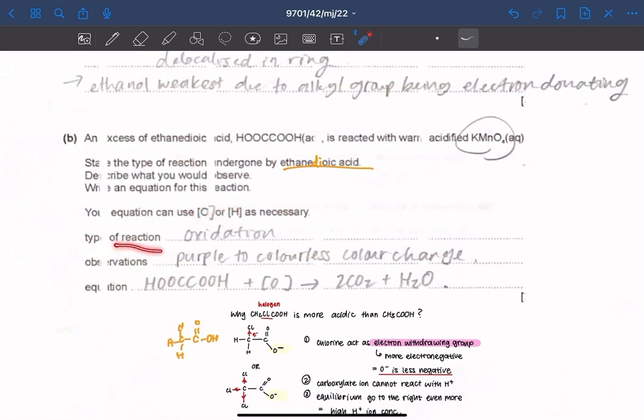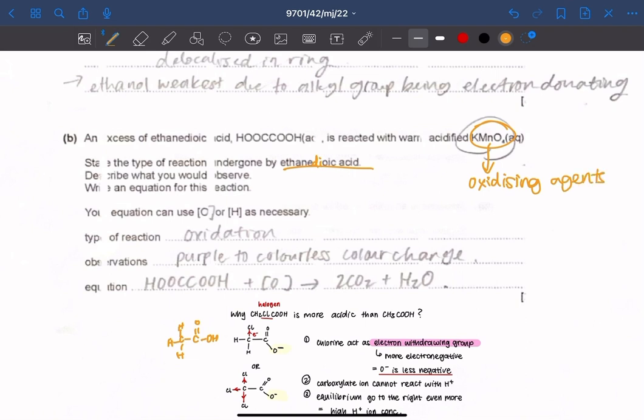So the type of reaction that would occur is called oxidation, and the observation would be a purple to colorless color change. Because oxidation occurs, KMnO4 undergoes reduction. There's no way that with the use of KMnO4 oxidation of itself would occur, because KMnO4 is an oxidizing agent. Let's write that: oxidizing agent.